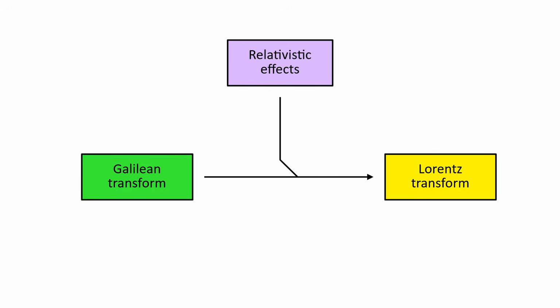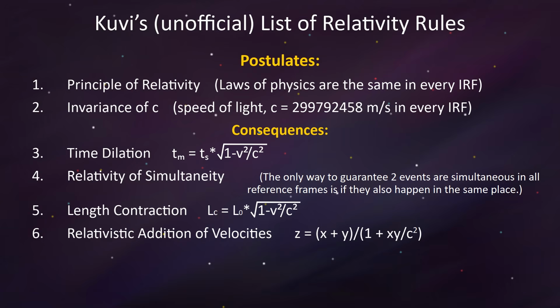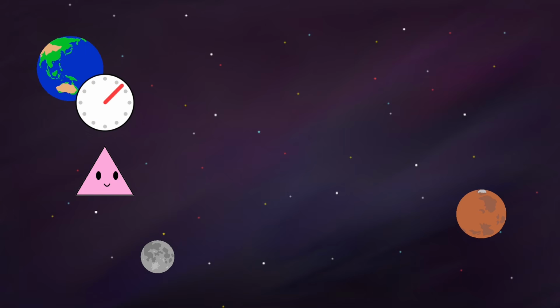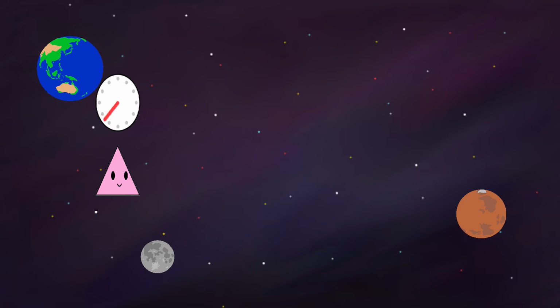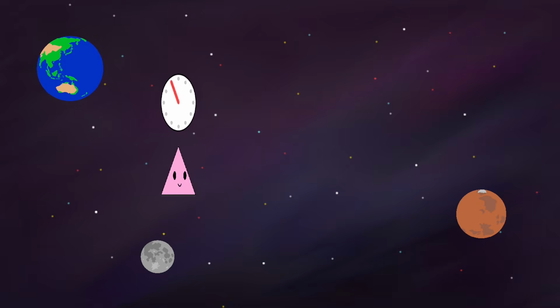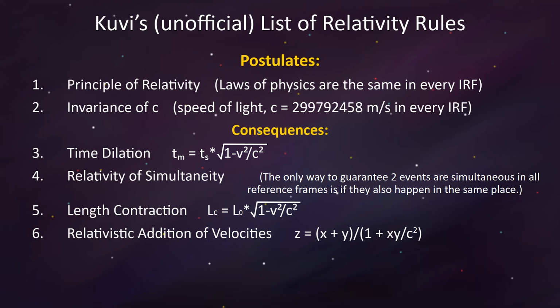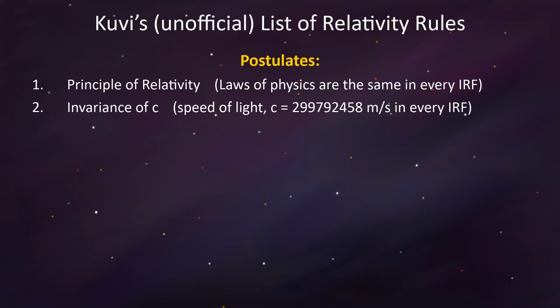These effects are shown in my list of rules, and each one has a spotlight episode in the series, so make sure to watch those if you want to learn more. To put things very simply, observers moving at near light speed will have time slow down and length get shorter. But the first 2 rules are the postulates of relativity, which everything is based on, and are technically all you need for the derivation, so let's take a look at those.